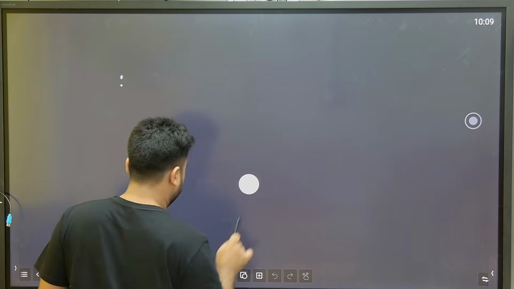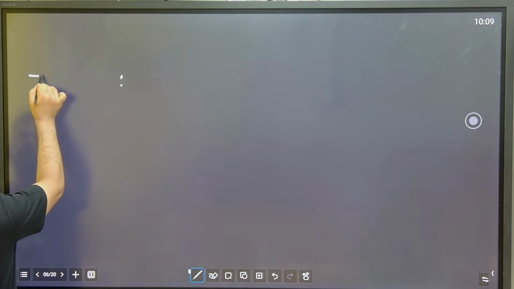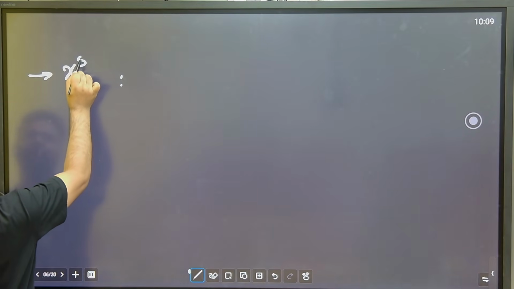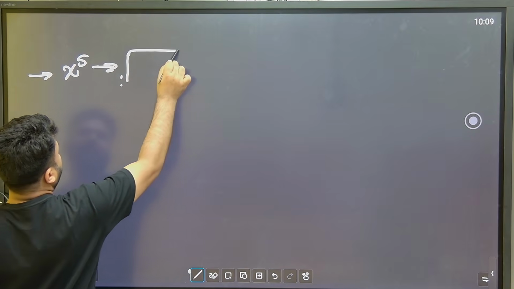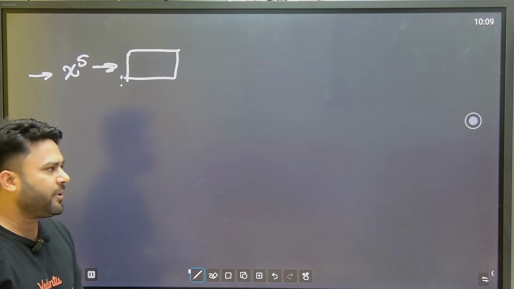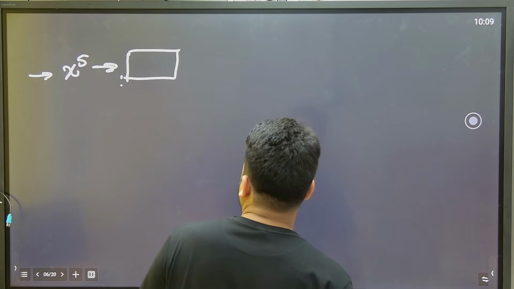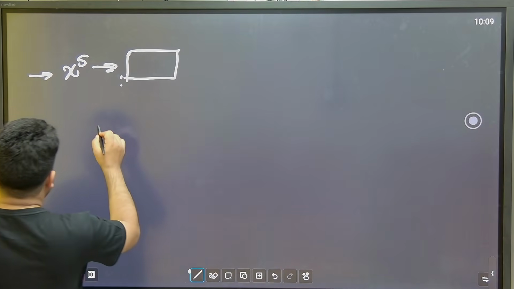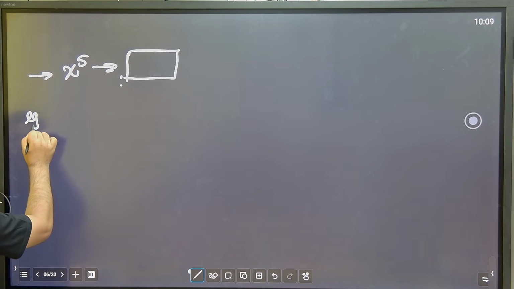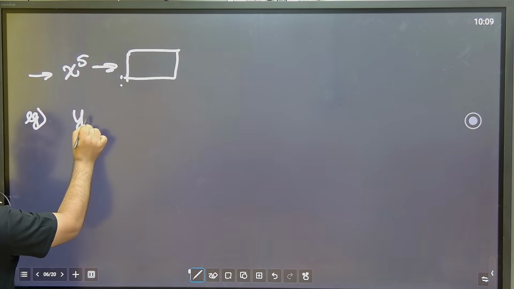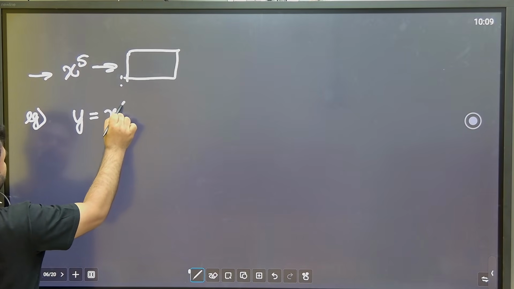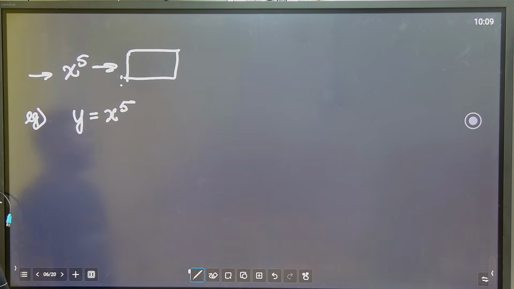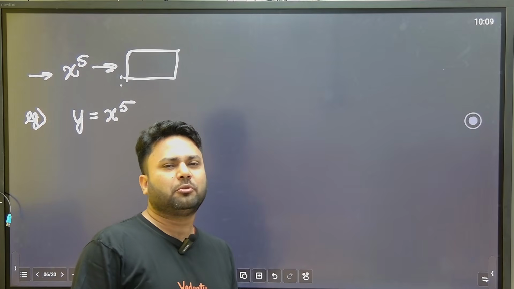They are not going to ask, what is the integration of x to the power 5? There is a proper format. Just as an example, suppose y equals x to the power 5. This equation they are going to give: y equals x to the power 5.